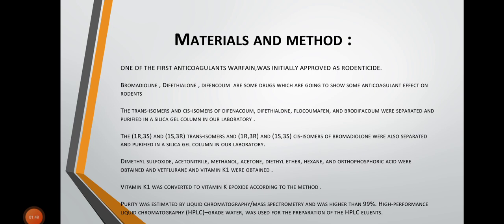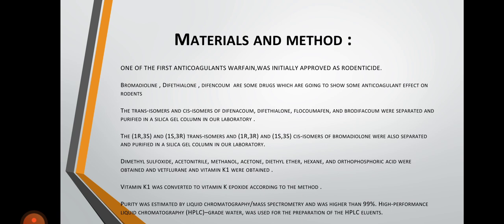Here I take as an example some anticoagulant drugs, for example promadiolene, diphenhydramine, difenoquam. These are some drugs which are about to be tested in rodents. So we make their isomers in the form of trans isomer and cis isomer, and we are going to check the ability and efficacy of these drugs inside the animal body. Basically this is a sort of in vivo testing in animals.